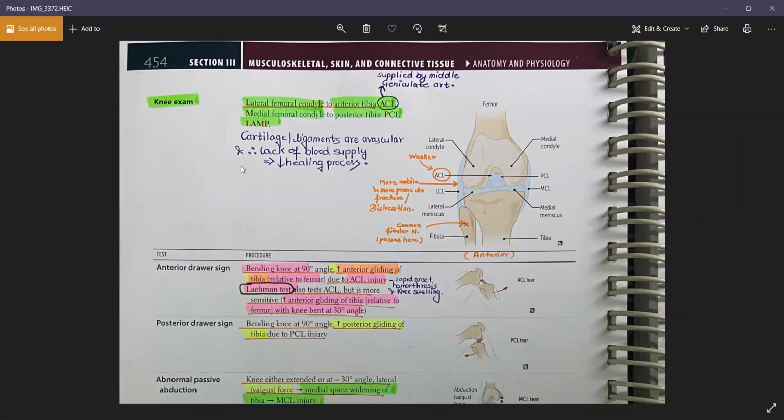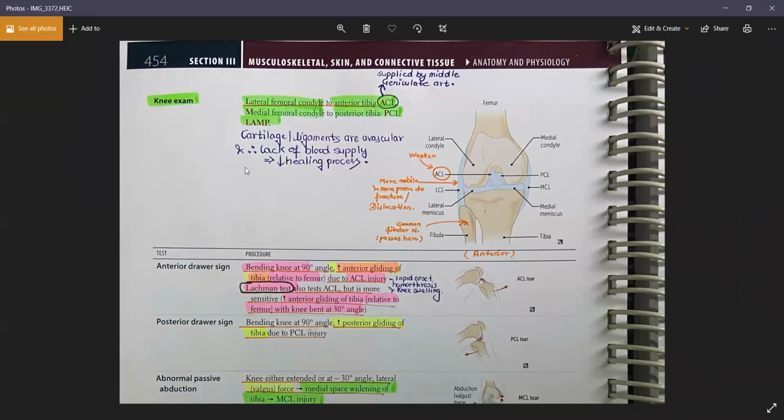Please note one point, that the cartilage and the ligaments are avascular structures. They do not have any blood supply. And you guys know, in order to heal, I need the blood, I need the angiogenesis. So whenever any kind of injury happens to my cartilage or to my ligaments, they will take so much time to heal because of the lack of blood supply.